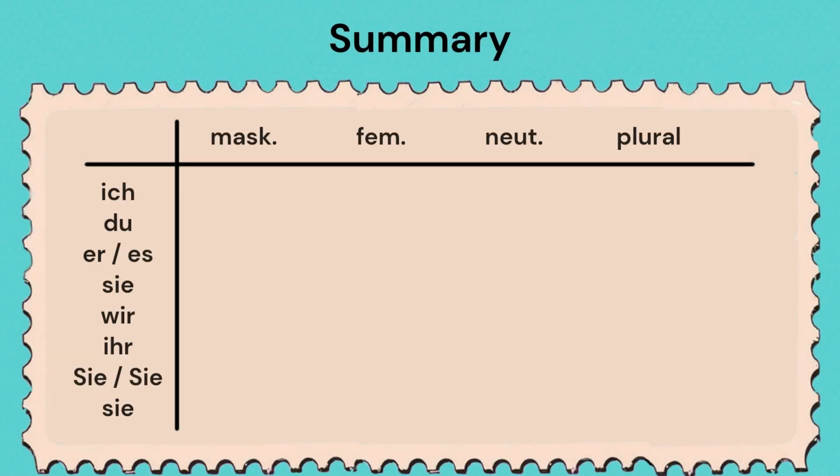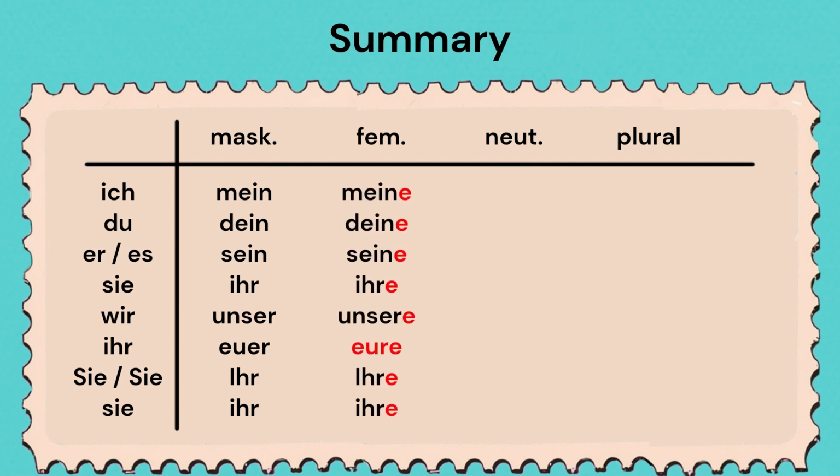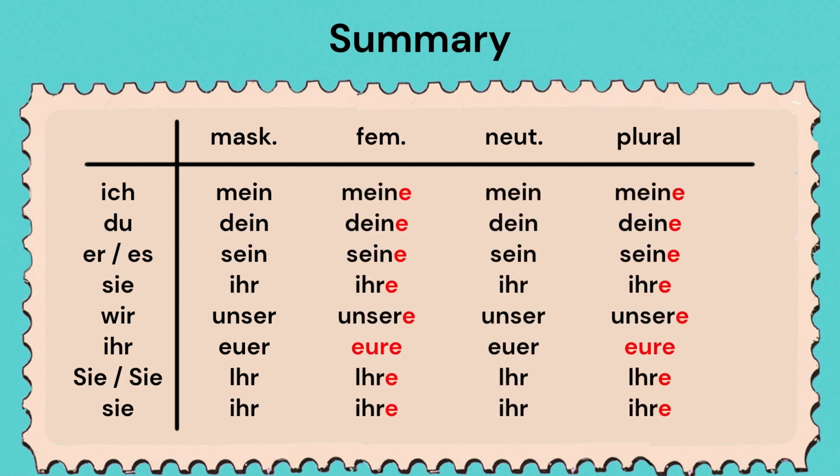Great. Here is the table for all the possessive articles we need for the nominative case. As mentioned before, there are two things you have to remember while learning the possessive articles. Firstly, you have to see with which pronoun you are using the possessive article. If it's ich, then you use mein. If it's du, then you use dein. If it's er or es, then you would use sein. If it's wir, then you would use unser, etc.